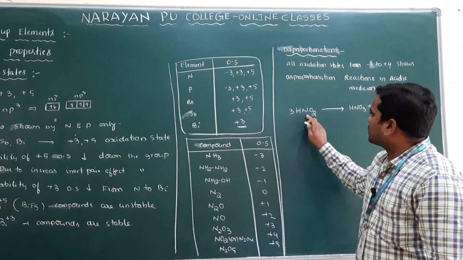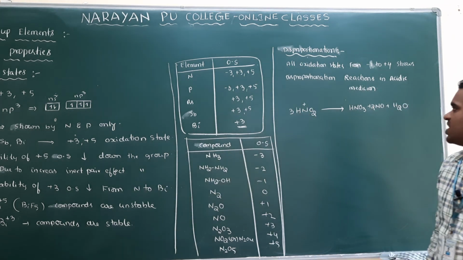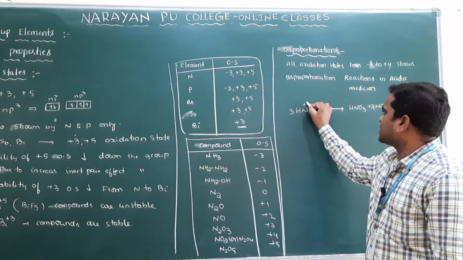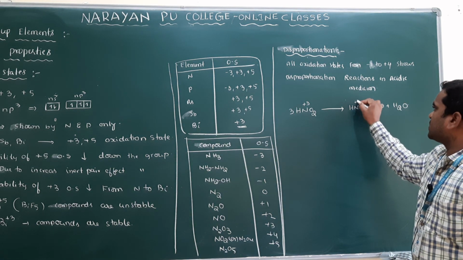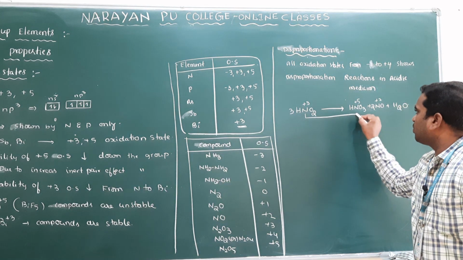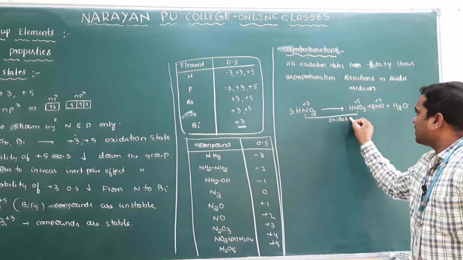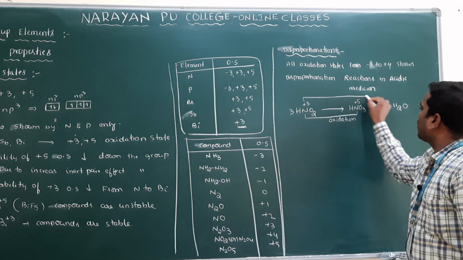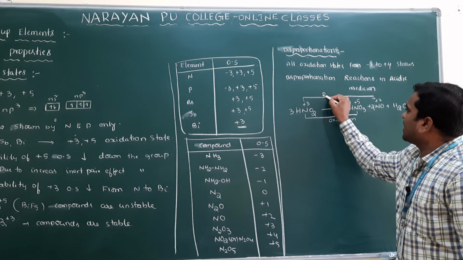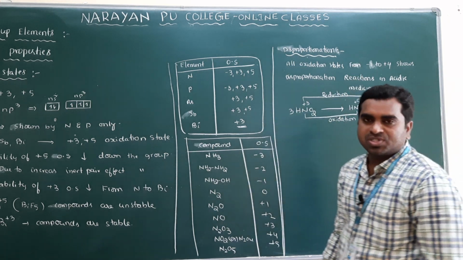In this one, the oxidation state of this compound is +3, here this compound is +5, and here it is +2. The same element is undergoing both oxidation and reduction. Here also, the same element undergoes oxidation and reduction. That we will call a disproportionation reaction.